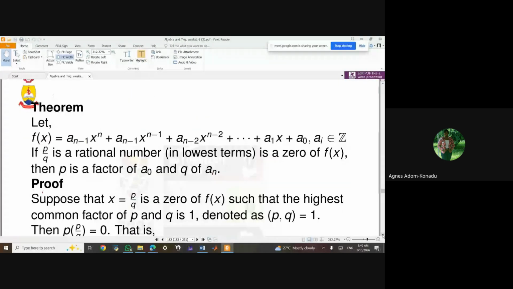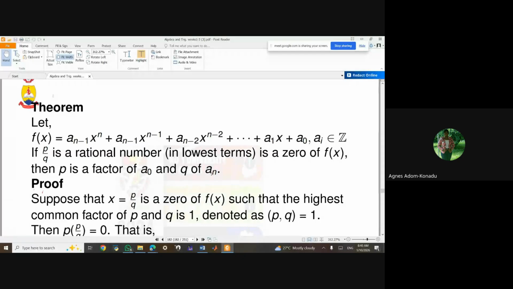Then we have another one we call the rational zero theorem. We'll look at the theorem, but the proof you can look at later. It says that if f of x is equal to this polynomial function, where a sub i is in Z, and if p over q is a rational number in lowest terms that is a zero of f of x, then p is a factor of a naught, and q is a factor of a sub n.